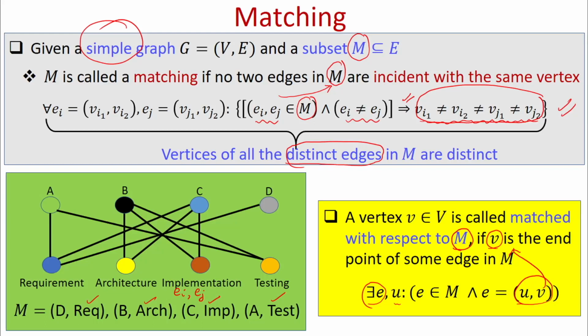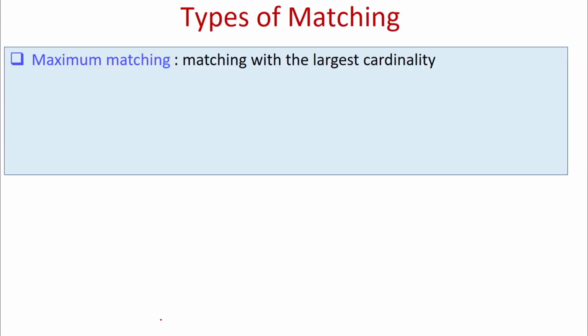So, for instance, if I take this graph here, and if this is my matching M, then I have vertex A matched because there is an edge with one of its endpoints being A. I also have vertex B matched with respect to M because I have an edge with B as its endpoint, and so on. Now we have different types of matching.